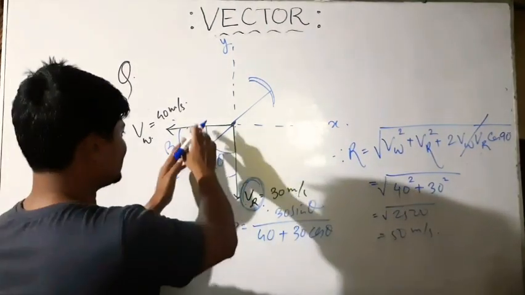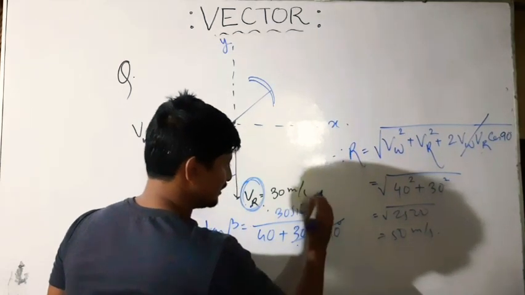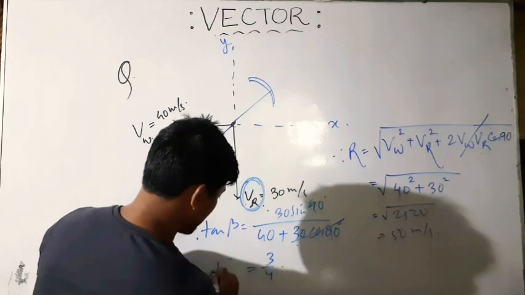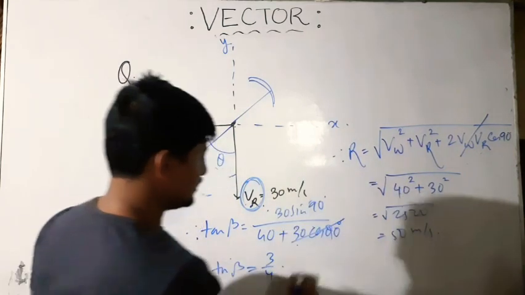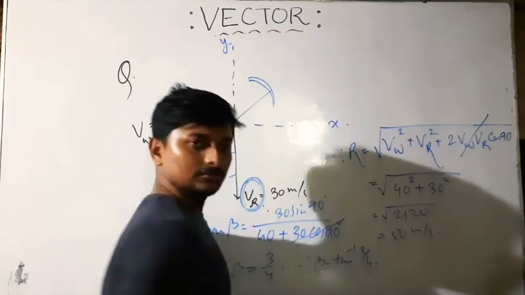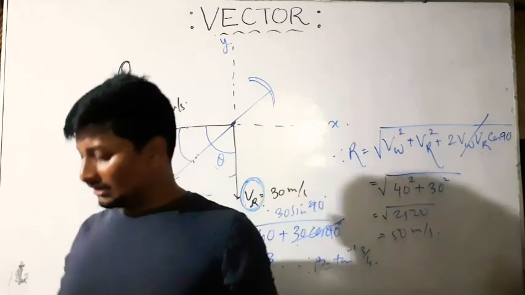Now, what is the theta angle here? 90 degrees. Cos 90 value is 0, and sine 90 value is 1. So the answer will be 3 by 4. Tan beta equals 3 by 4. From here, if I want to find beta, it will be tan inverse 3 by 4. And to find it, use the tangent table. Look in your maths book.